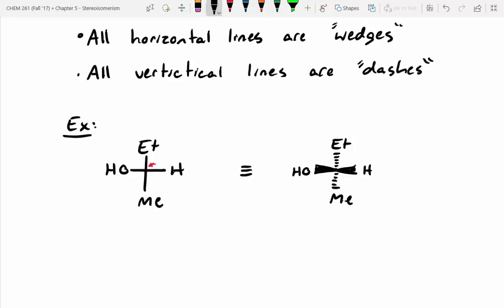All right, so let's assign stereochemistry to this now. Highest priority for that stereocenter: oxygen, followed by the ethyl, followed by the methyl. So we go clockwise, or to the right. So would this be R? No, S. Why? The lowest priority is a wedge. So this would be an S stereocenter. All right.